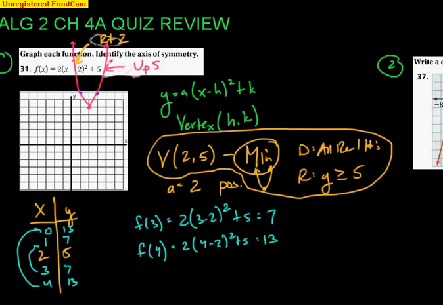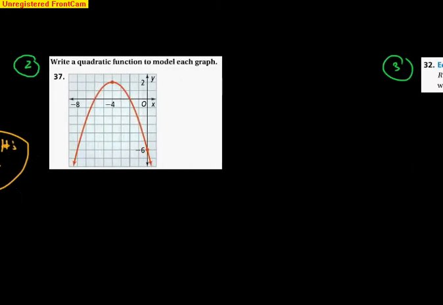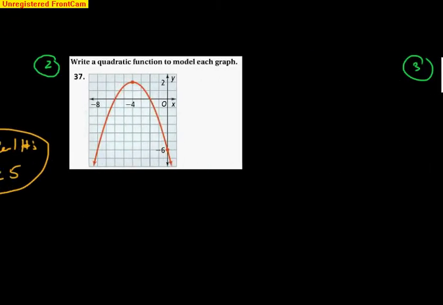Vertex form. Number 2. If I give you a graph, can you find the equation of the parabola? This again is in vertex form. y equals a(x minus h) squared plus k. What do they give you? Well, look at these points.